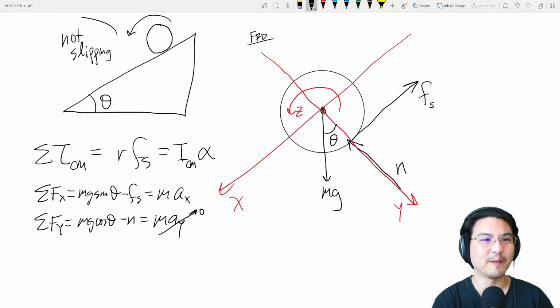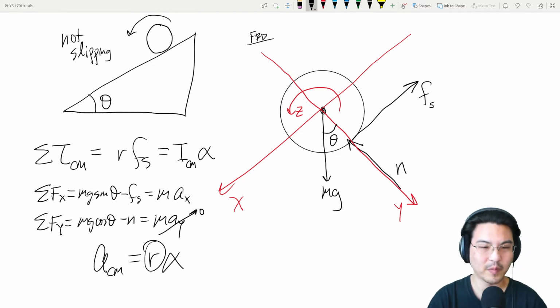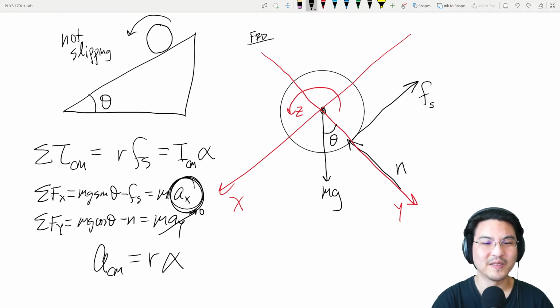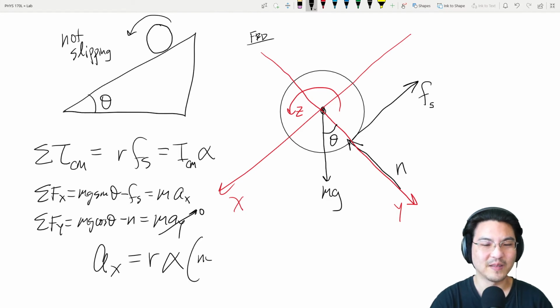Okay, and then last thing, if it's rolling without slipping, it's a special case situation where the acceleration of the center of mass equals r alpha, the radius and the angular acceleration. And we just said that this is the acceleration of the center of mass. So for this example, ax, which is the acceleration of the center of mass, is r alpha because it's not slipping. Because it's not slipping, we can write this.